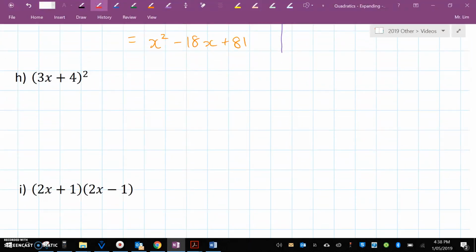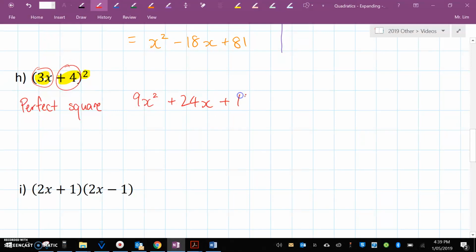Question H, we're going to do the same thing. It is a perfect square. Which means I'm going to do the shortcut method. I'm going to square the first term, 9x squared. I'm going to multiply 3x, positive 4, and 2. 3x times 4 is 12x times 2 is 24x. And then I'm going to square the second term, which is positive 16.